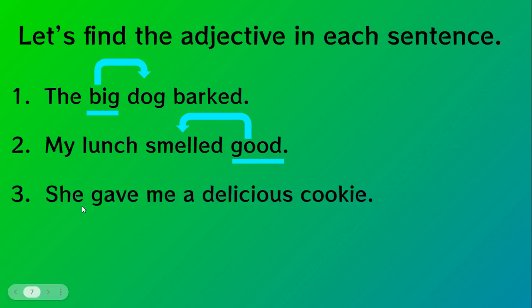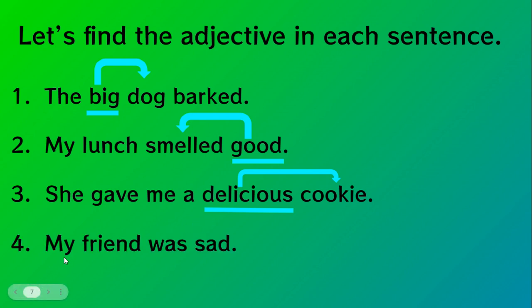Number 3, she gave me a delicious cookie. What word is an adjective in there? Which of those words is describing? Right, delicious. And what is delicious in that sentence? Correct, it's the cookie. The cookie is delicious.